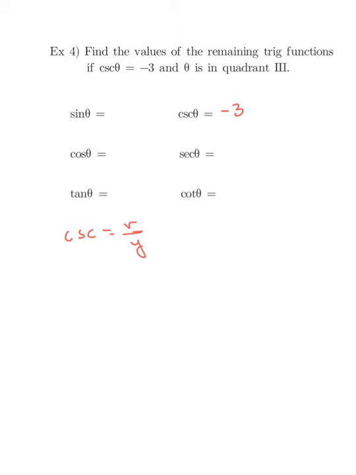Think about 3. 3 can be written fractionally as 3 over 1. And we need this thing to be a negative, but r has to be positive. So that means that the y value has to be negative 1. So right now we know that r equals 3 and y equals negative 1. What we don't know is x. But if we are in quadrant 3, both x and y are negative.